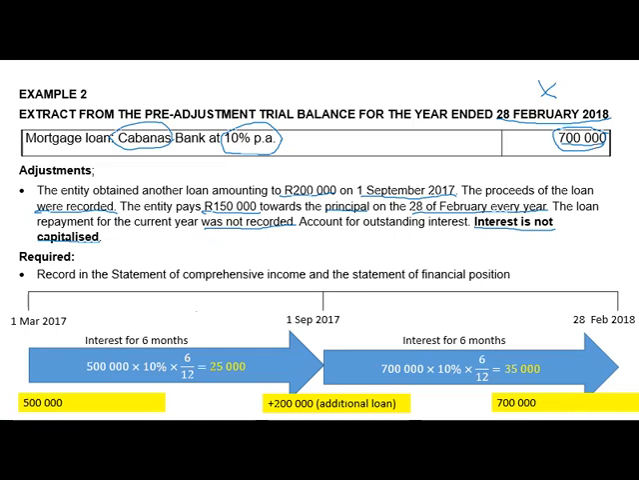It's not added to the original amount. Why is it not added to the original amount? Because it's not capitalized.